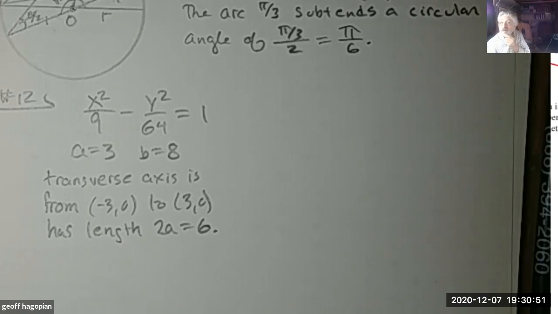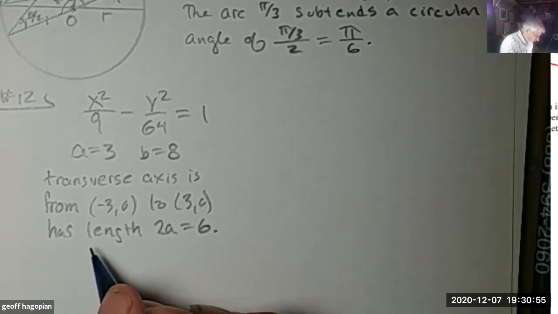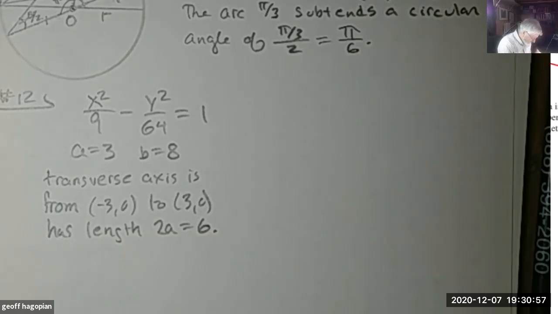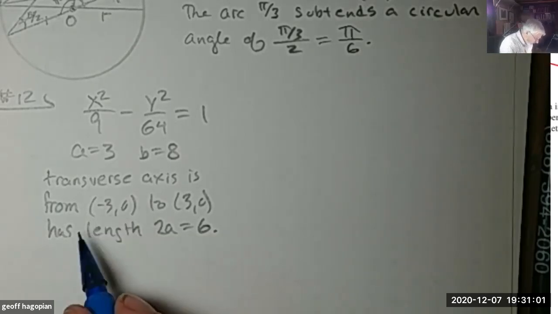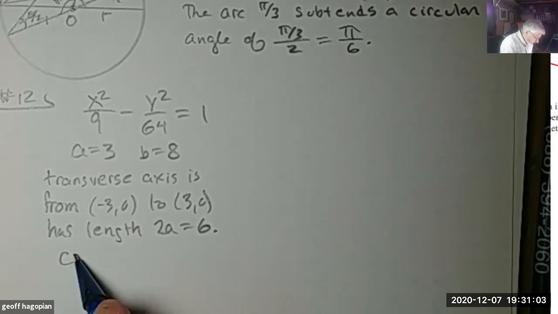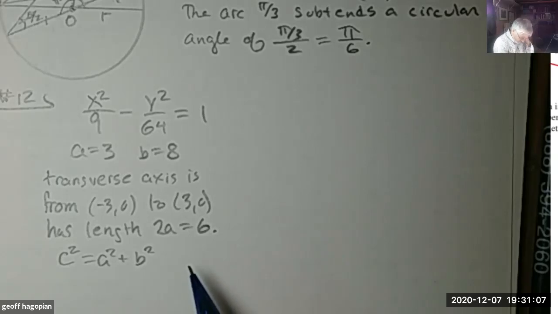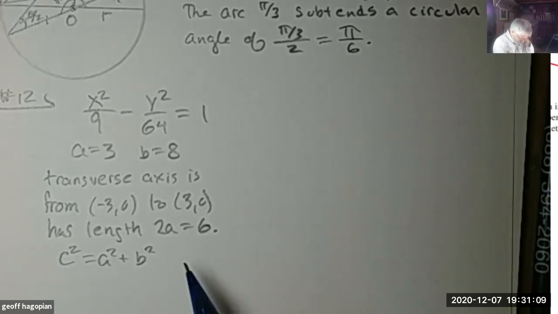And what do they want? The foci? What are the foci? So I think it's C is the bigger one in this case, and it's going to be C squared equals A squared plus B squared. Is that right? Yeah.